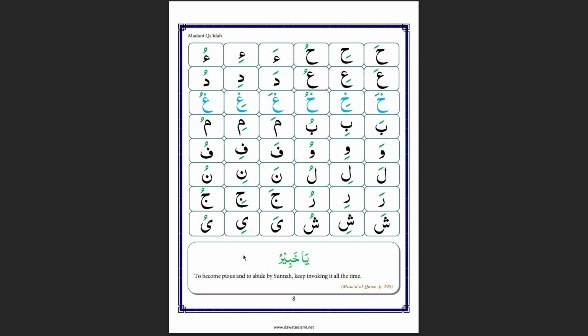Alhamdulillah. And at the end, we have one of the names of Allah Azza wa Jal among the 99 names. Ya Khabir. Ya Khabir. This is one of Allah's names, which means the all-knowing one.